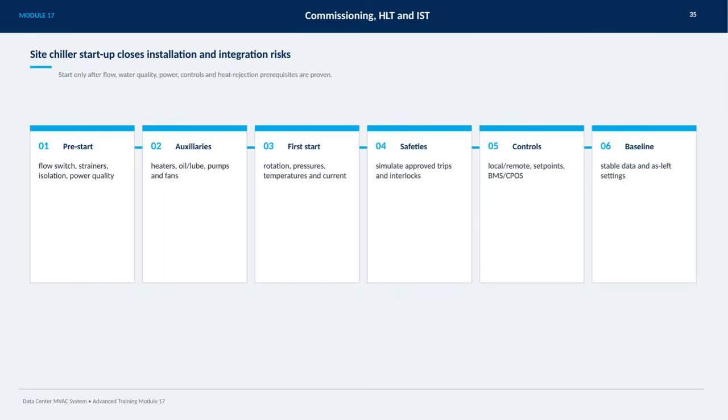This slide highlights the critical steps for a successful site chiller startup, which is essential to close installation and integration risks. We must ensure that the startup only happens after confirming key prerequisites like flow, water quality, power, controls, and heat rejection are all verified. The process begins with the pre-start checks, focusing on flow switches, strainers, isolation, and power quality. Next, we address auxiliaries such as heaters, oil and lube systems, pumps, and fans to make sure everything supports operation.